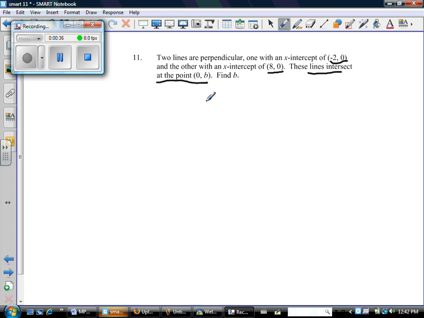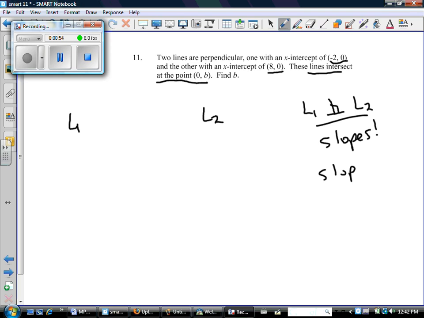So let's look again at the information. We have two lines, line 1 and line 2. We know that line 1 and line 2 are perpendicular, and that means that we can talk about their slopes. We know that the slopes have a product of -1. So because they're perpendicular, we know that their slopes have a product of -1. What else do we know about them?